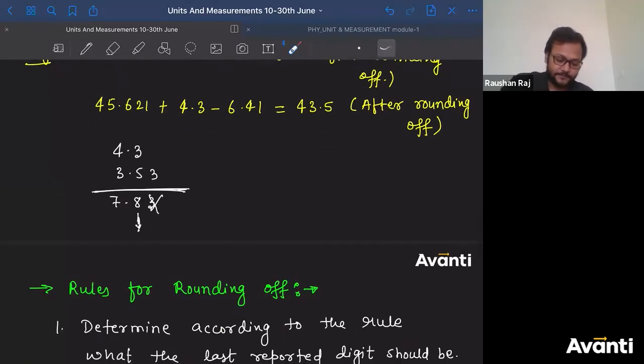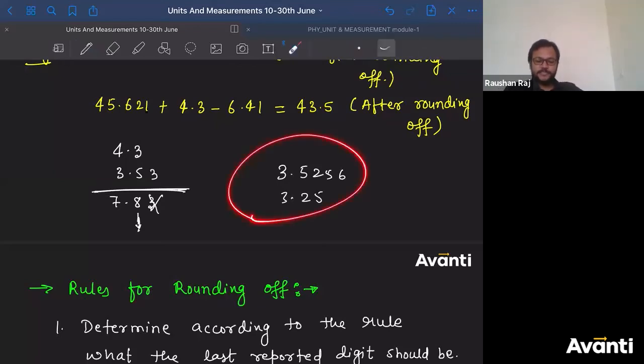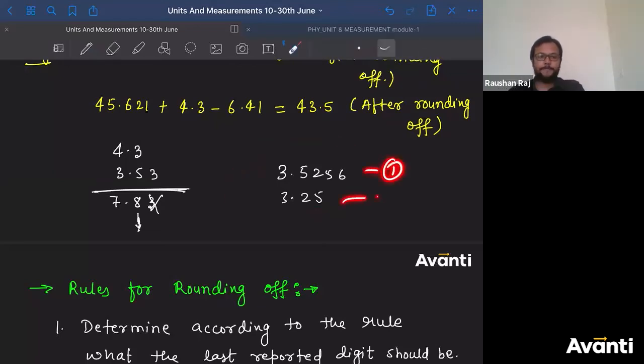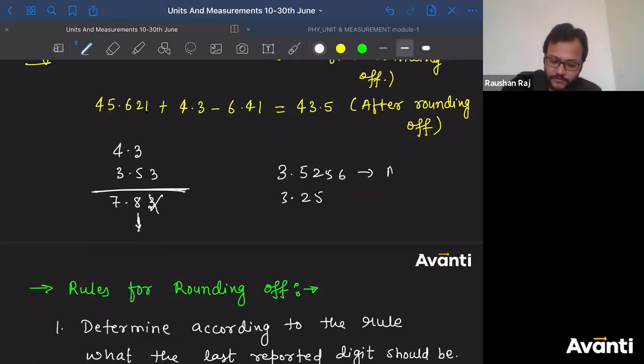That means if you're expressing a measurement as 3.5256 or 3.25, tell me which is more precise, the first one or the second one? So this is more precise. Can you give me the reason behind this?